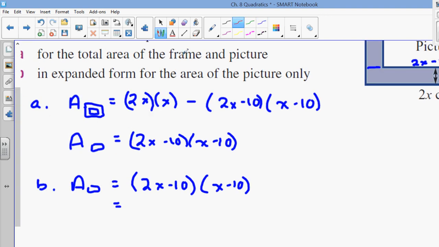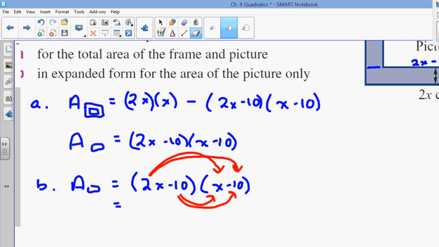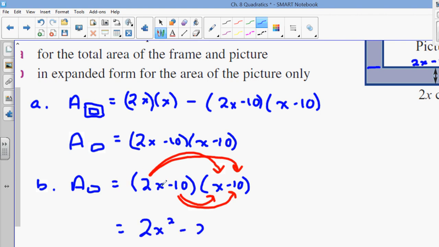So for me, I'm going to go ahead and multiply 2x by x, 2x by negative 10, negative 10 by x, and negative 10 by negative 10. So for this one, we get 2x squared, 2x by negative 10 is negative 20x, negative 10 by x is negative 10x, and then negative 10 by negative 10 is plus 100. Remember, you can combine like terms, so 2x squared minus 30x plus 100.